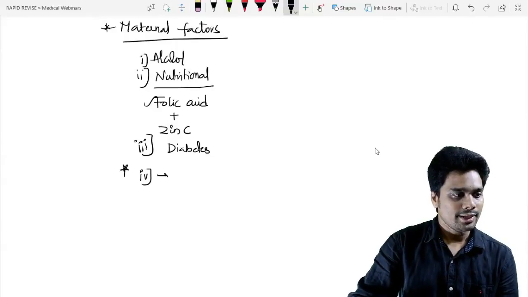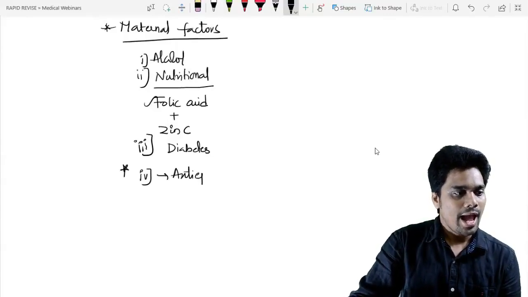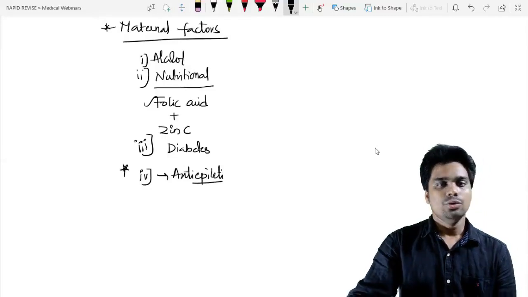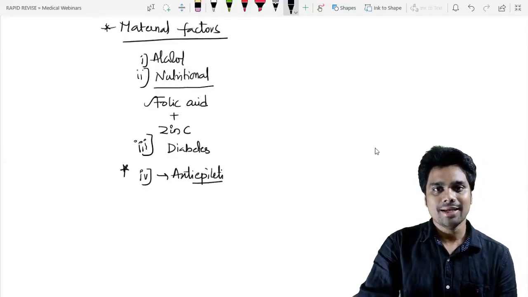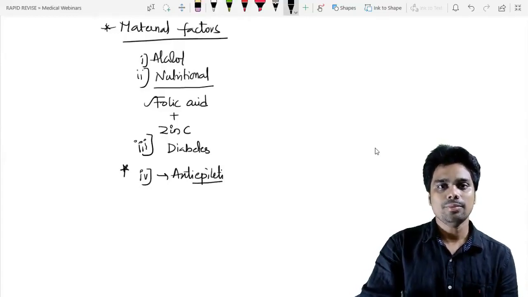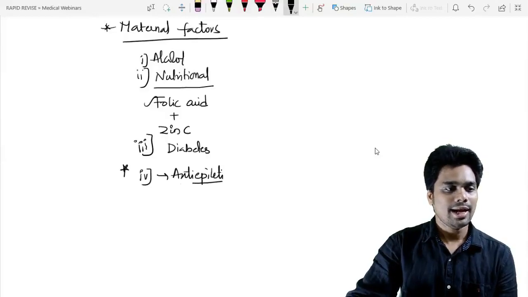One more important take home is anti-epileptic drugs. Usage of anti-epileptic drugs like phenytoin, carbamazepine may lead to neural tube defects in the children. They are a kind of teratogens.